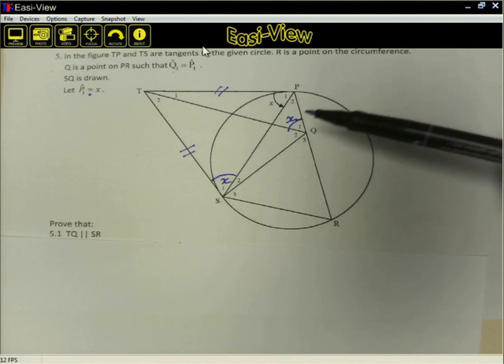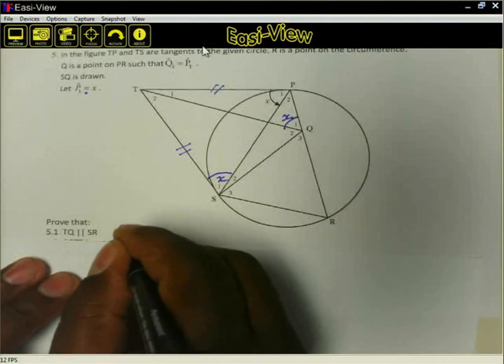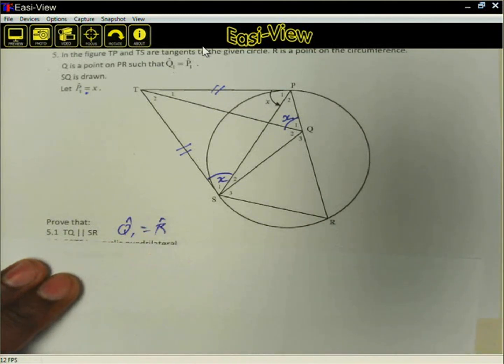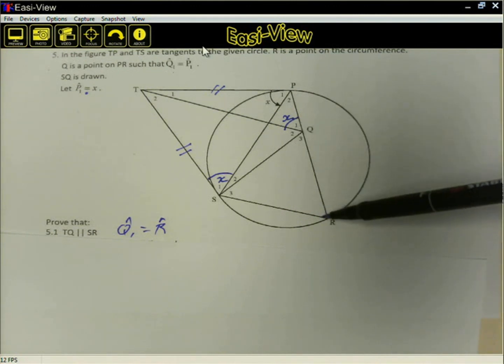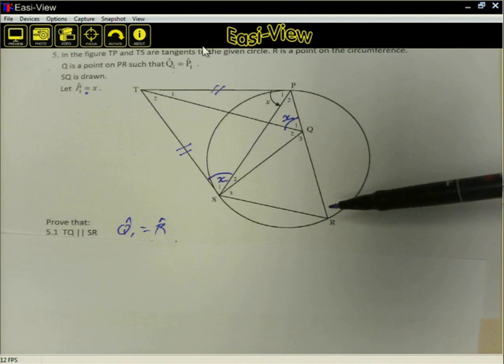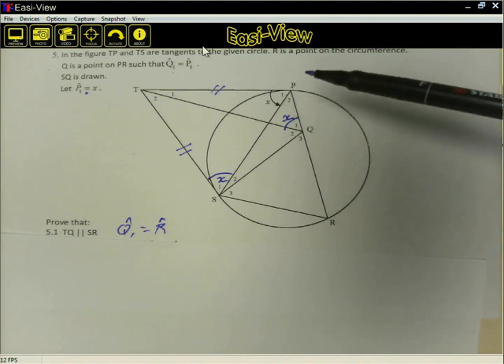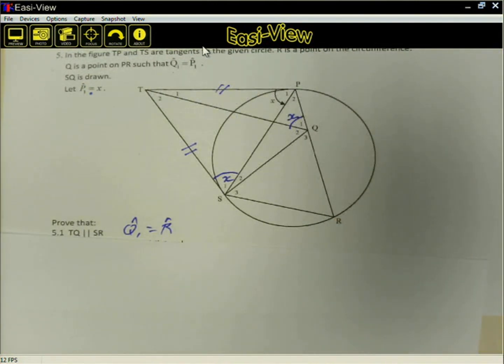So if Q1 can be equal to angle R, ask yourself a question, when? When will TQ be parallel to SR? If Q1 is equal to R. Why do I choose that one? Because already I've got information about this. And from, if PT is a tangent, you already think of the tan chord. Let's work it out then. I think some of you already see the solution.